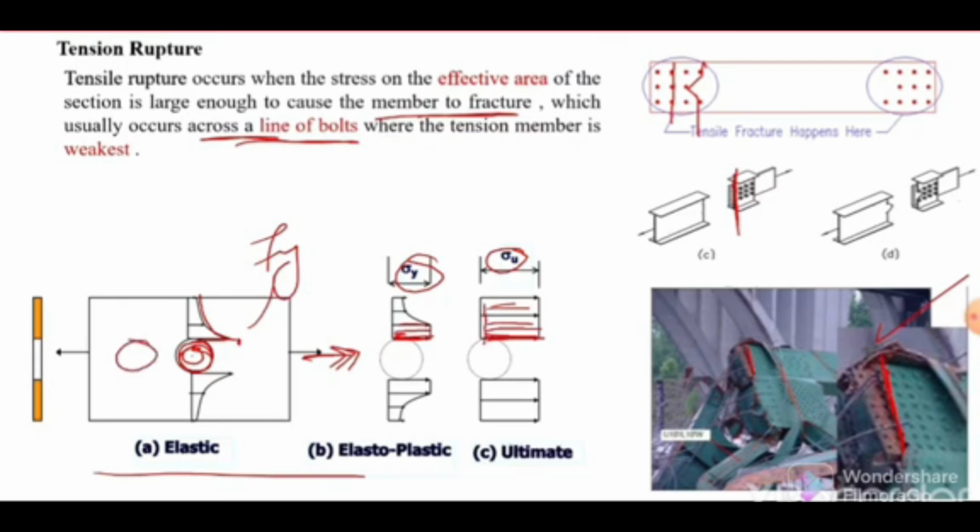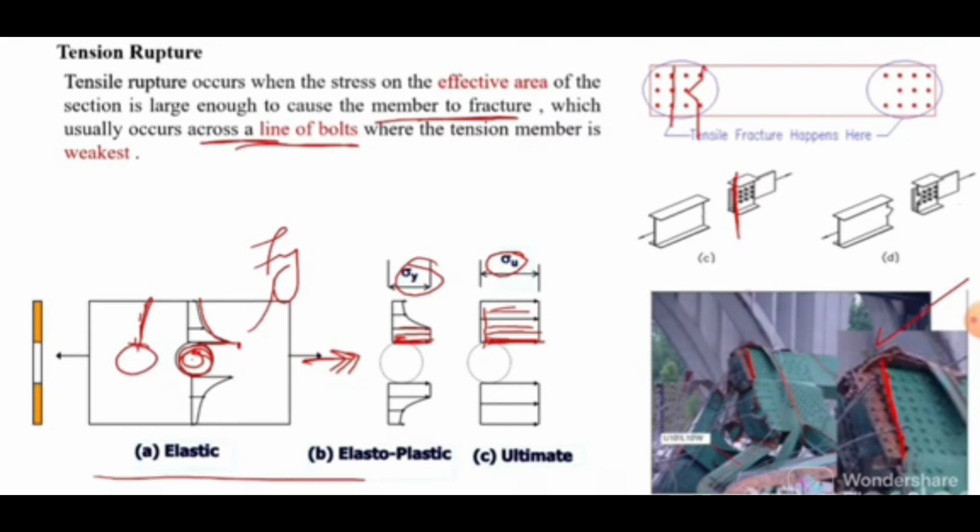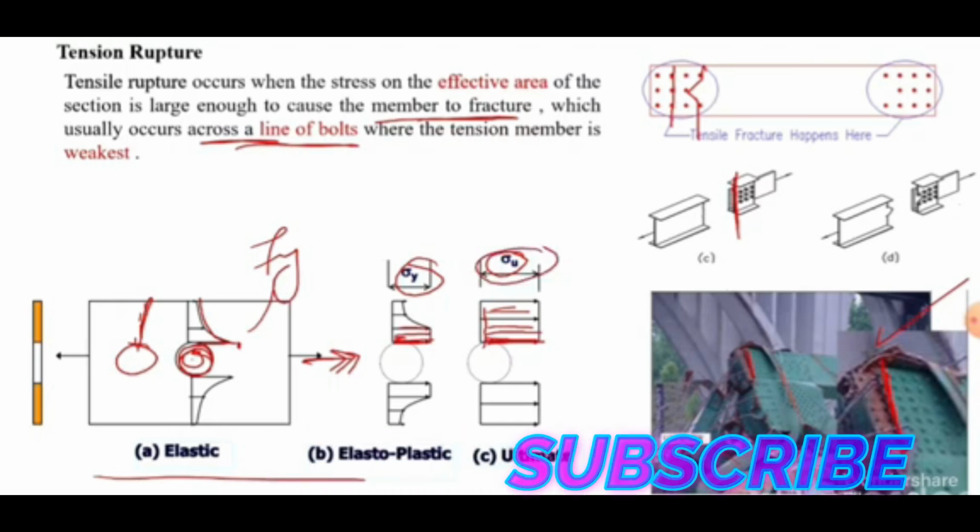So if here is a hole, first the first fiber will fracture, then the next, and in this way the fracture will continue to grow from the hole toward the edge of the member. So this type of failure occurs when the stress inside the member reaches the ultimate strength of that material.